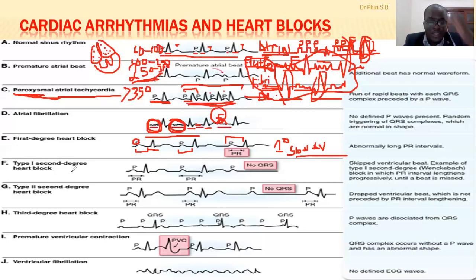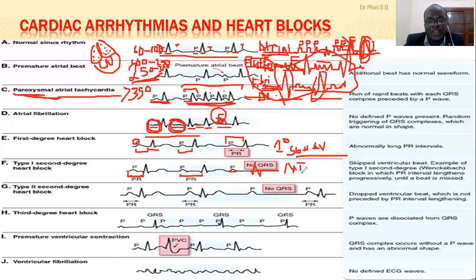So in type 1 second degree heart block, what you need to know is that you have progressive prolongation or elongation of PR segment or interval. So you have this PR interval that is progressively becoming longer, then the other P wave won't be conducted. You have a missing QRS complex. So this P wave is not conducted. You have this missing QRS complex here, but there's progressive elongation of PR interval. So this becomes Mobitz type 1. So you have Mobitz type 1.